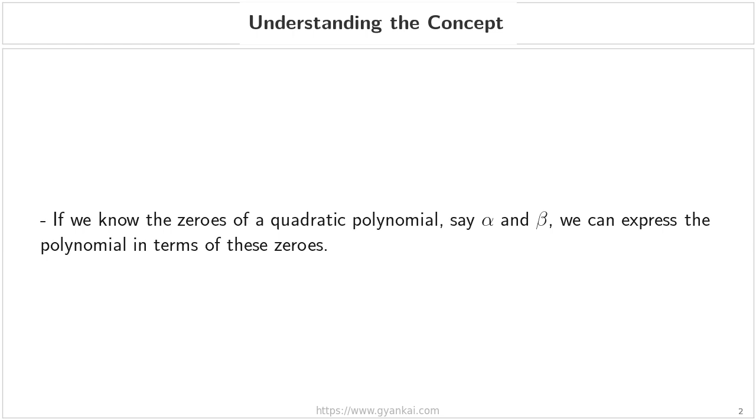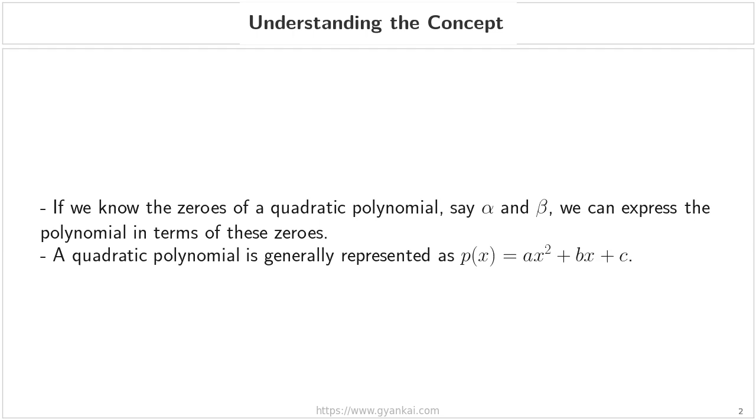Understanding the concept. Suppose we already know the zeros of our quadratic polynomial, and we'll call them alpha and beta. If we have these two values, we can actually express the entire polynomial using just these zeros. To understand how, let's look back at the standard form we are all familiar with, where p of x equals ax squared plus bx plus c.